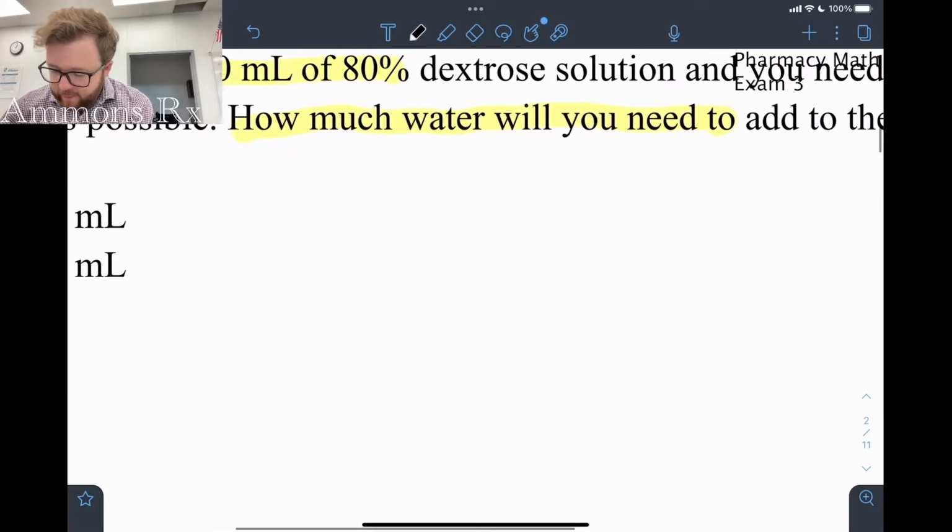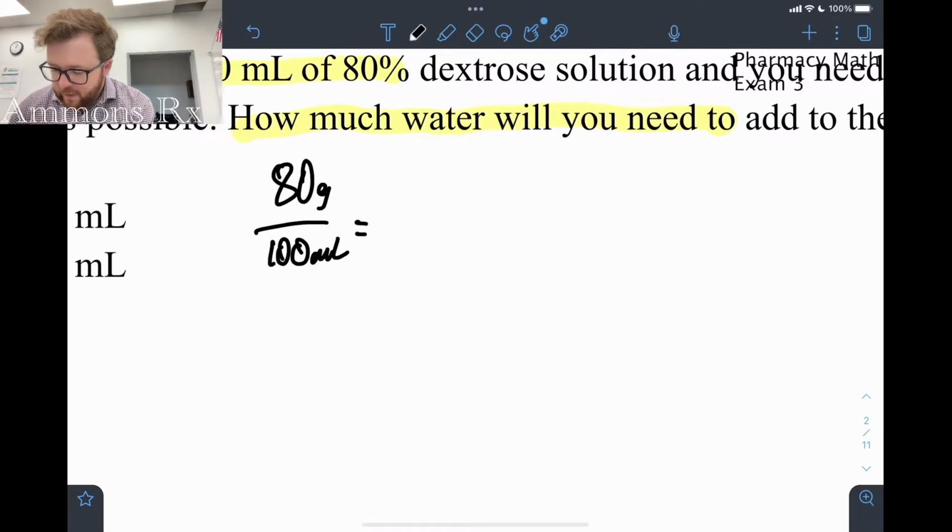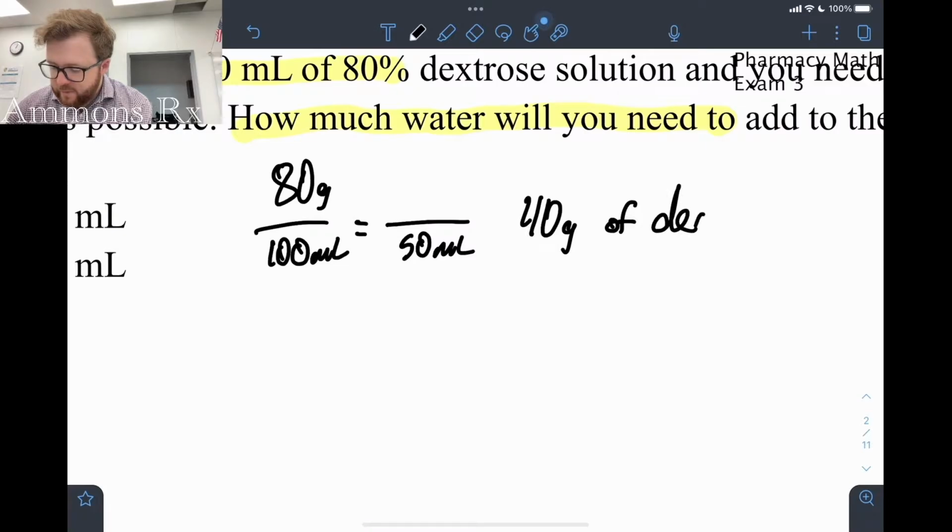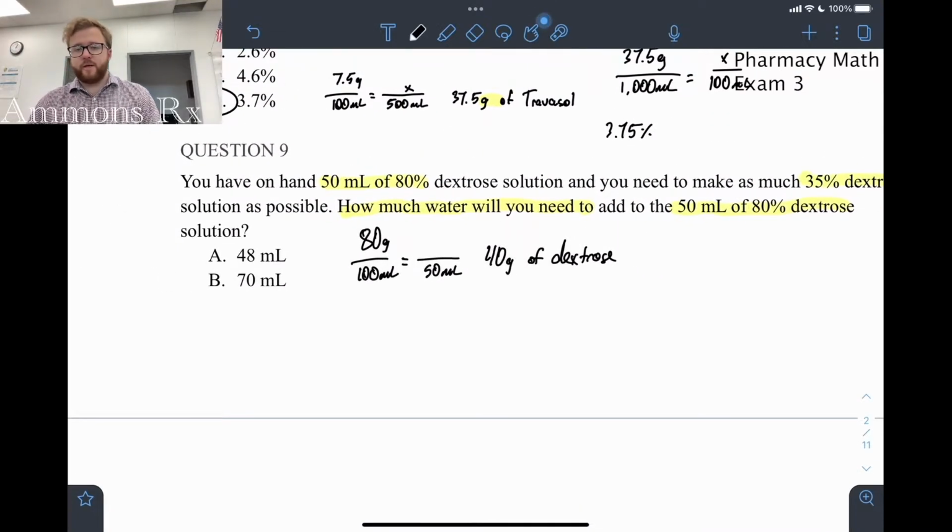So you have an 80%, which is 80 grams in 100 mils. How many mils of that 80% do you have? You have 50. So 80 times 50 divided by 100, you have 40 grams of dextrose. So that's 40 grams of pure dextrose.